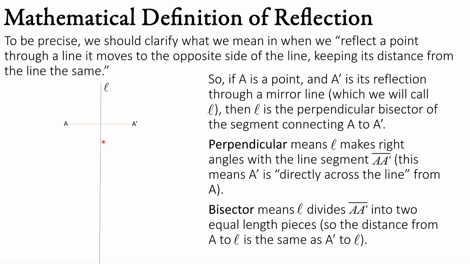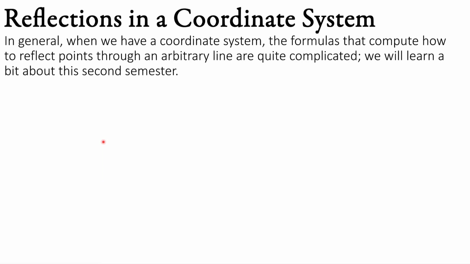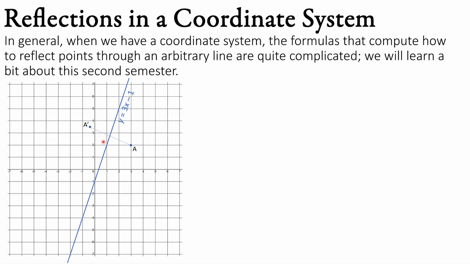For the rest of this lesson, I want to talk about how we reflect points in a coordinate system. In general, when we reflect points in a coordinate system, the formulas get really complicated. For example, if I had some line like y equals 3x minus 1, and I wanted to take some random point A, which is at (3, 2), and reflect it, how do I figure out where A prime is? These are very complicated formulas.